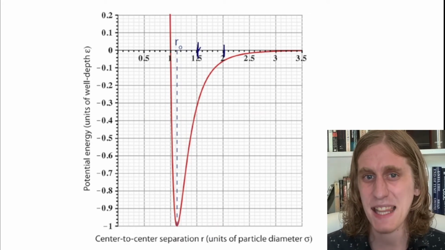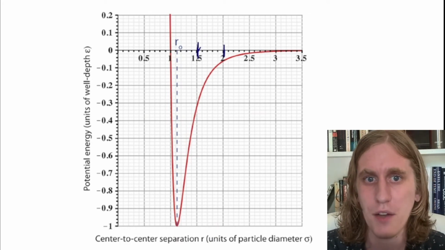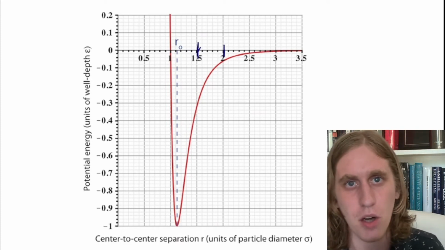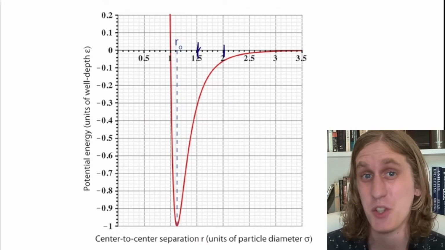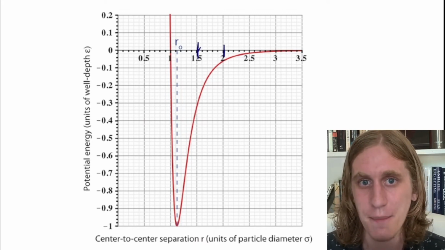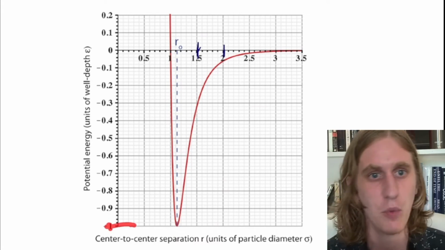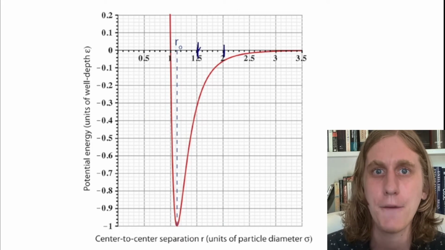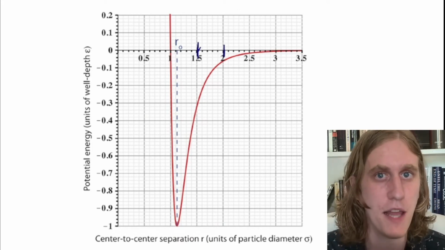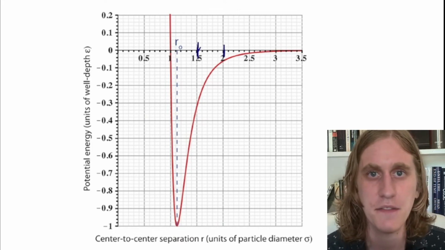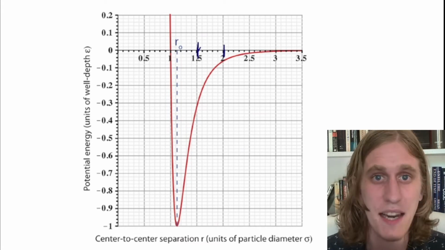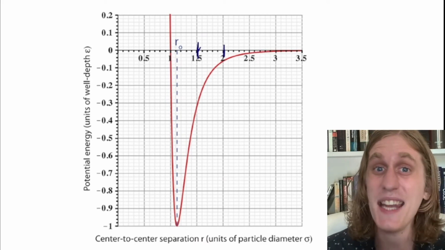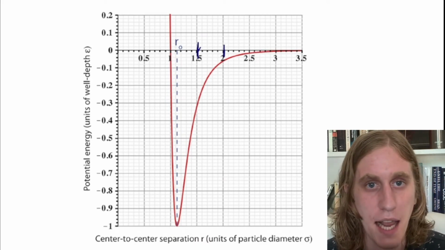But saying that the vertical axis is in the units of well depth is the same thing as saying that the horizontal axis is in units of the particle diameter. The well depth is just a number. It's in energy. If the energy of the particles is -1 on the vertical axis, what we actually mean is that the particles have -1 times the well depth of energy. The well depth is just a positive number in joules. You just take that number, the well depth, and multiply it by the number that you get from the graph. And that tells you how much energy the particles have in joules.